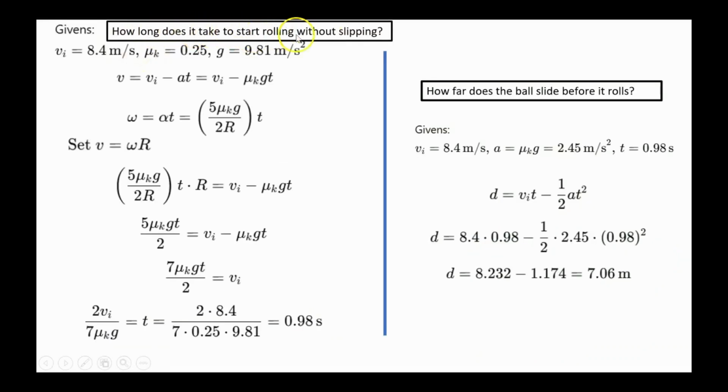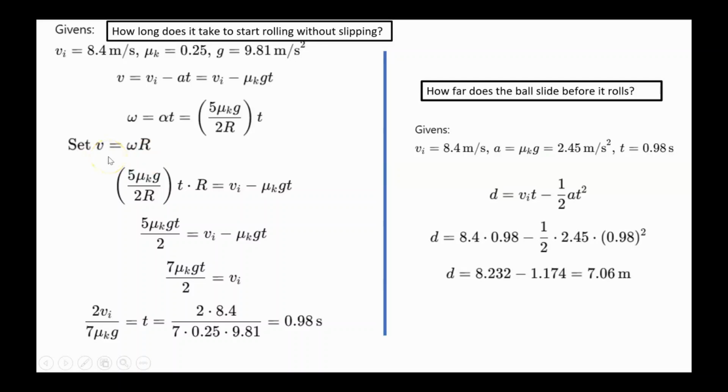How long does it take to start rolling without slip? I know from the kinematic equations that v final equals v initial plus acceleration times time. In this case, the acceleration is negative, and we found on the previous slide the acceleration is negative mu_k g. I also know that omega, angular velocity, equals alpha, angular acceleration, times time. I found angular acceleration on the previous slide, so this is an expression for omega as a function of time.